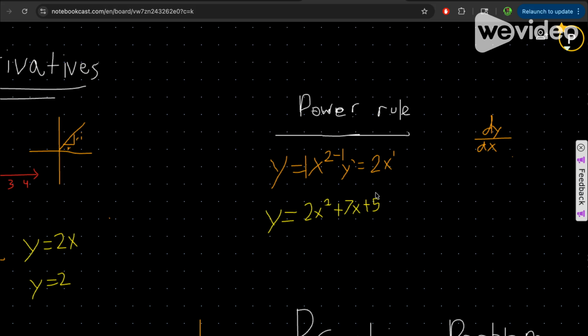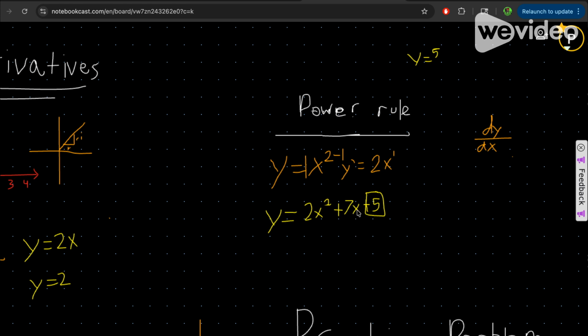Since 5 is a constant, we can say that the derivative of this is 0, because y equals any constant, like let's say 5 again, is a horizontal line in which the slope is 0. So we can differentiate the non-constants separately and then use this addition sign to combine them together.